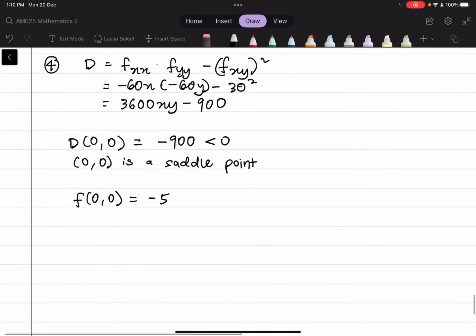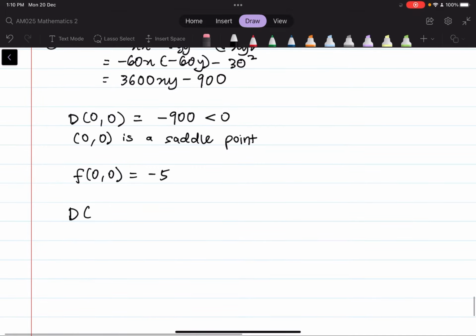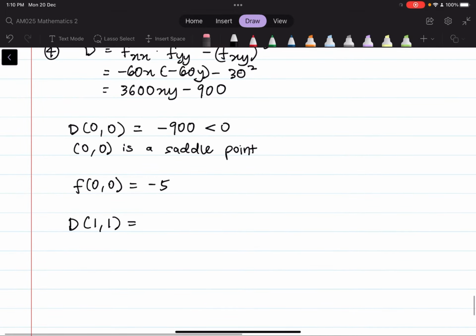So let's do the D-test on the point (1, 1). So let us substitute here. 3600 minus 900 is 2700.